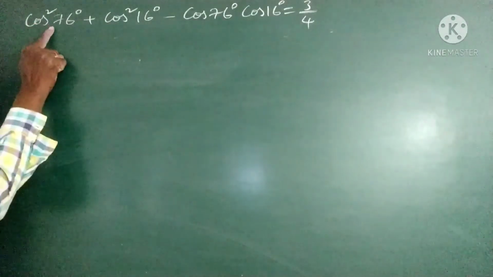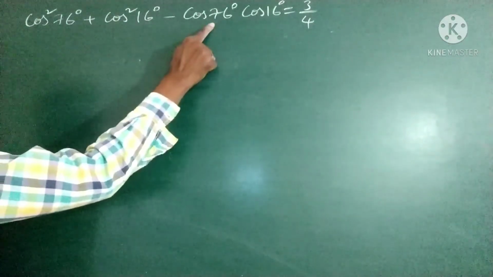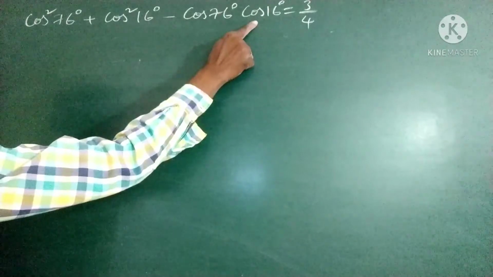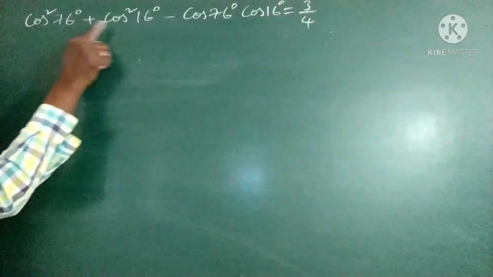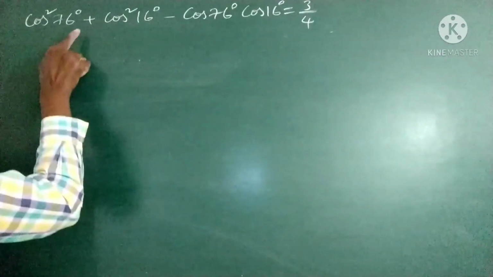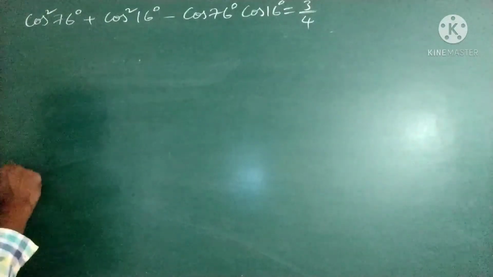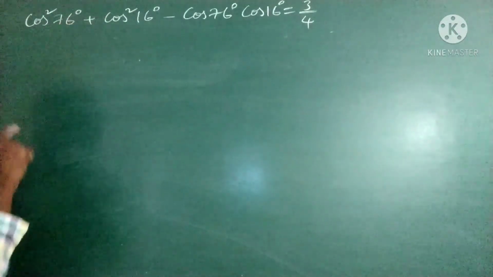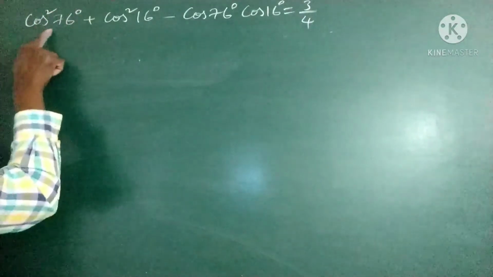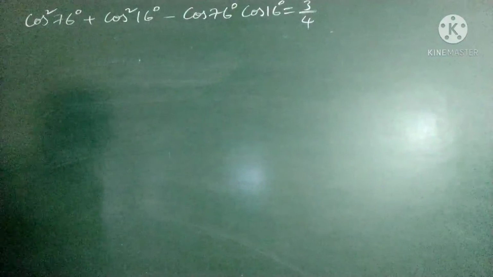Prove that cos square 76 plus cos square 16 minus cos 76 into cos 16 equals the value 3 by 4. You have to show the result. See, here we have two functions with a plus sign, and these two we have the multiples. Whenever there are sums of functions, we have to use either the CD formula or else the square formula. If there is no square, we are going to use the CD formula. If there is a square, we are going to use the square formulas.